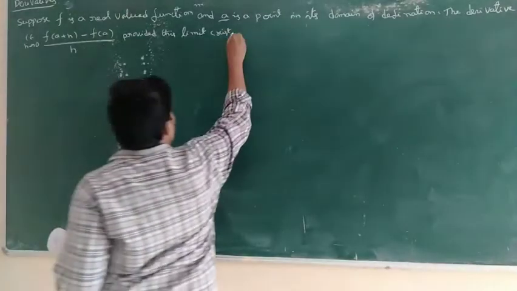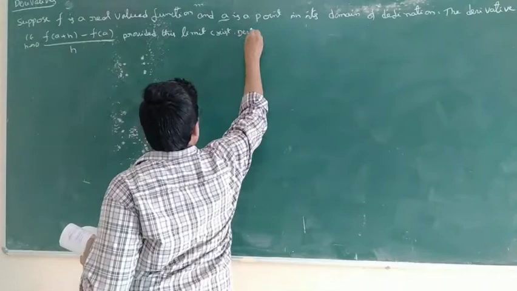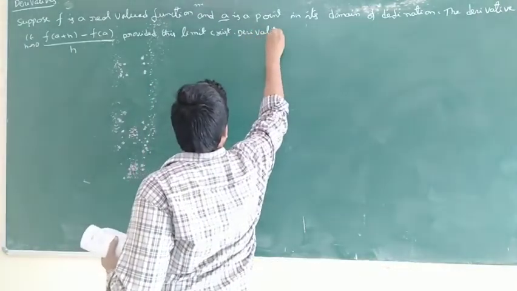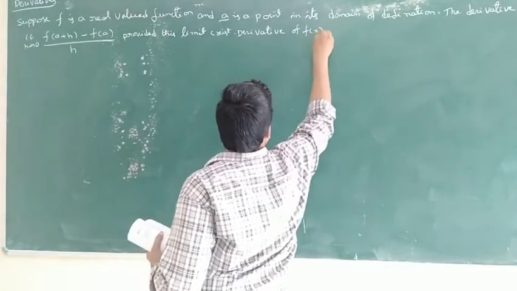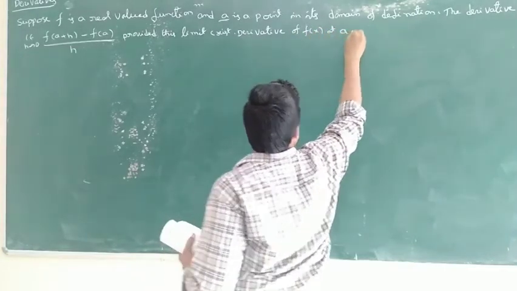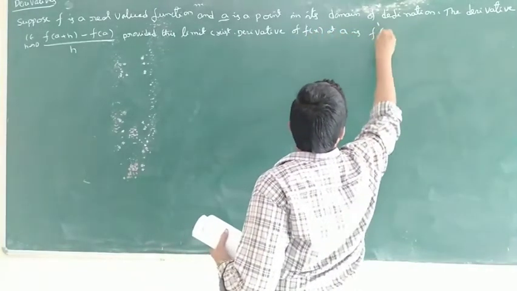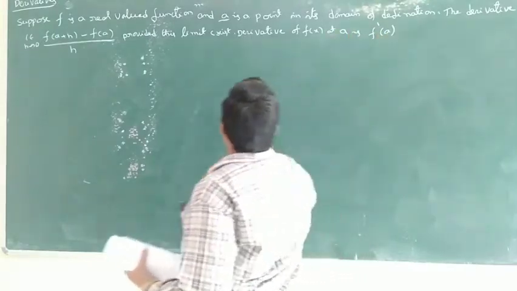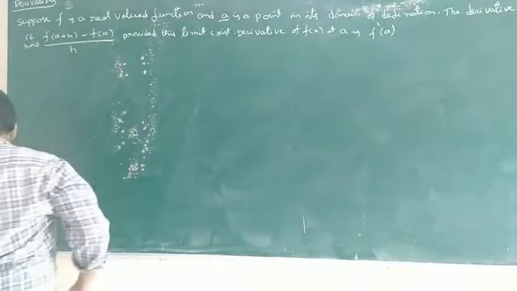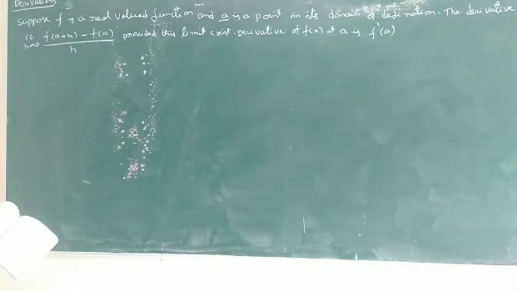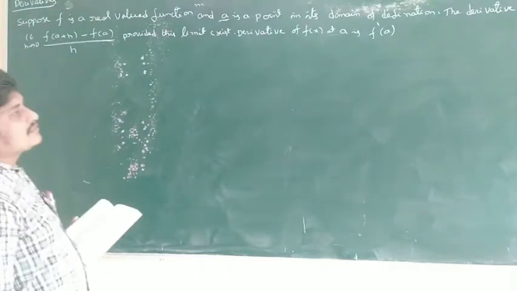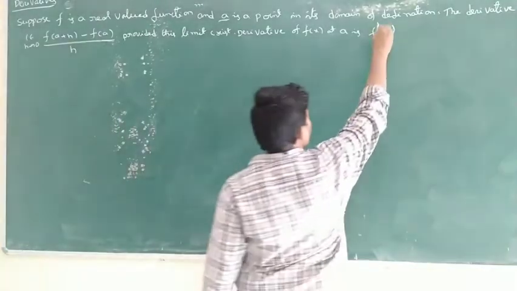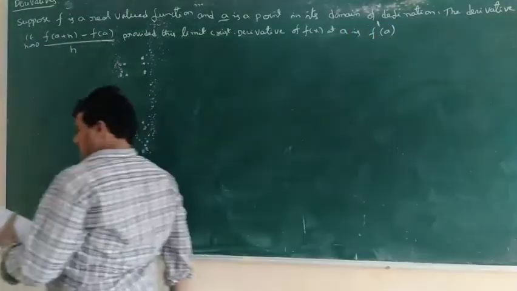The derivative of f of x at a is denoted by f dash of a.